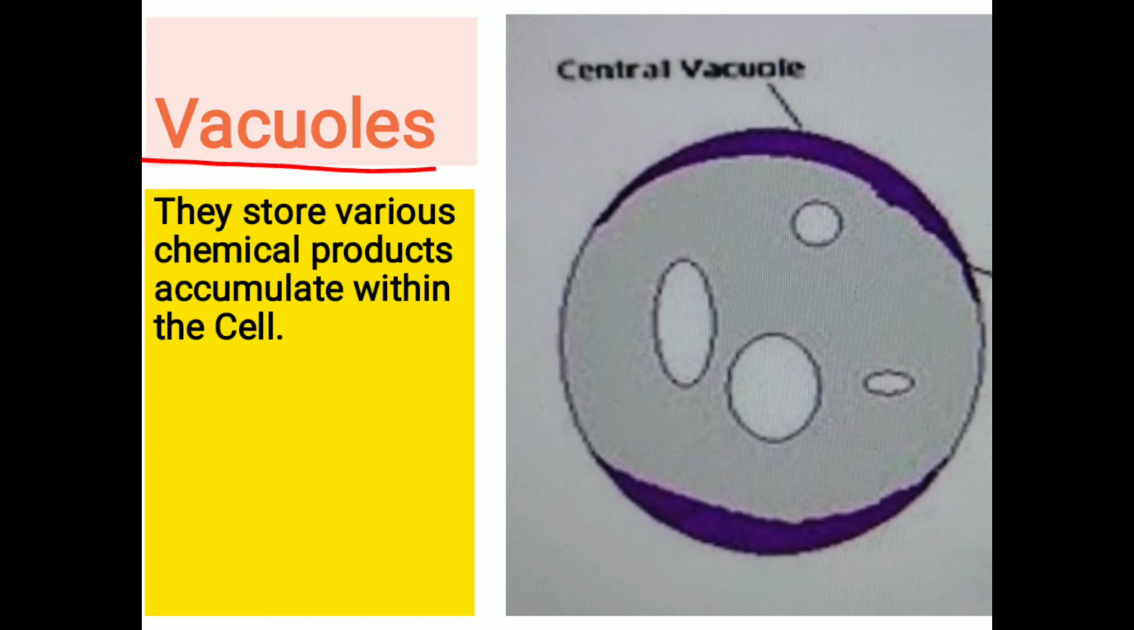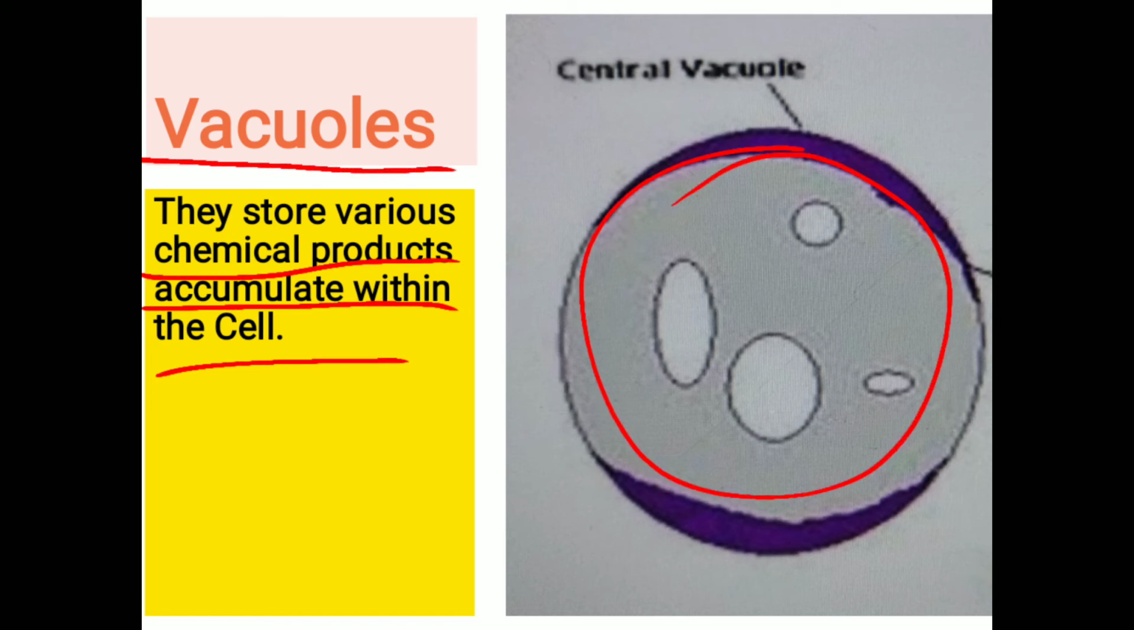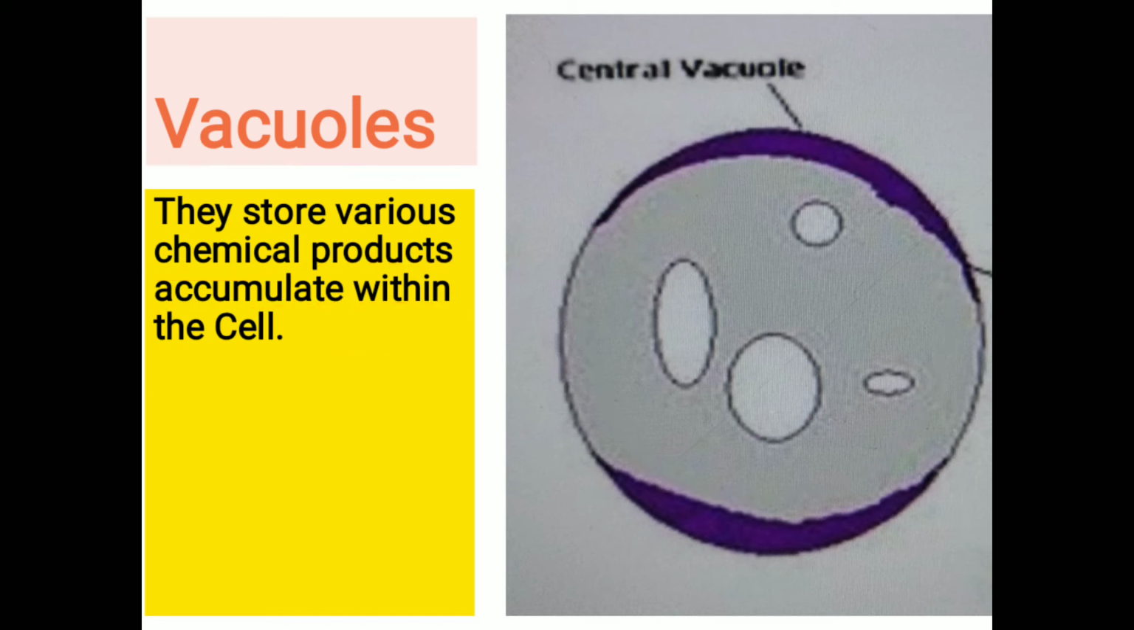Next one is vacuoles. Inside a cell, there are a large number of chemical products which accumulate within the cell, and these are stored in these large vacuoles. Vacuoles are generally absent in animal cells. If they are present, they are smaller in size and in number.